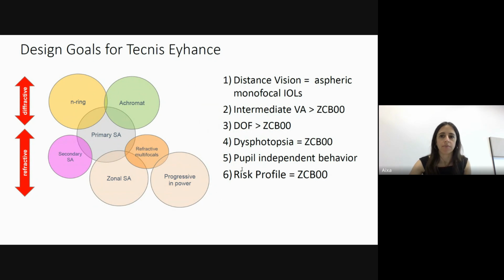We want to have distant vision, like the current monofocal lens, want to have better intermediate vision, want to have a better range of vision as well, want to have the dysphotopsia, so halo, starburst, glare, all the scatter phenomena to be at the level of the monofocal lens. We want a pupil-independent performance, and also the risk profile to be as a monofocal IOL. So these are the goals that we have.